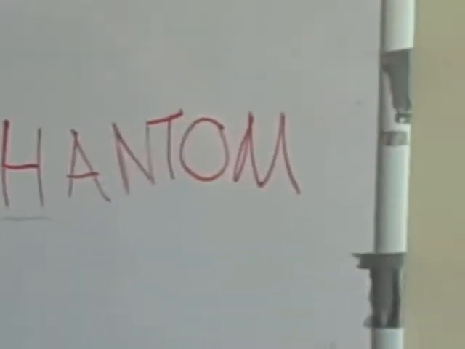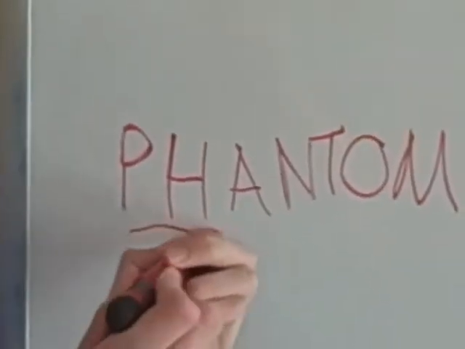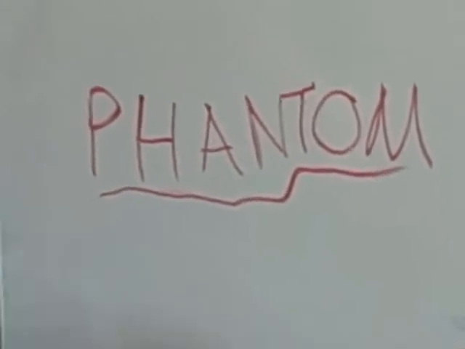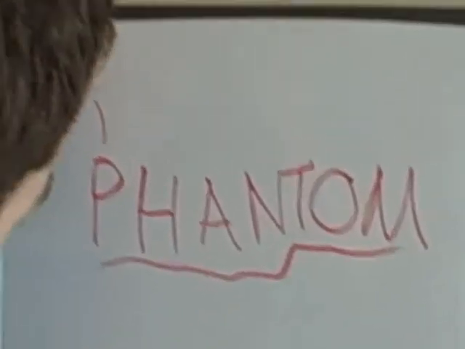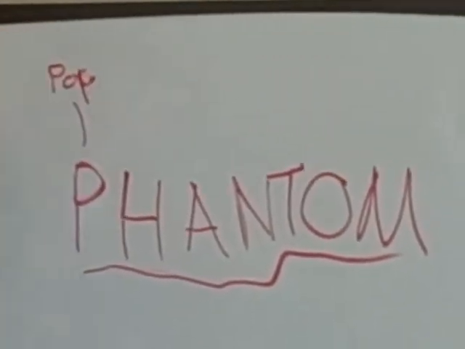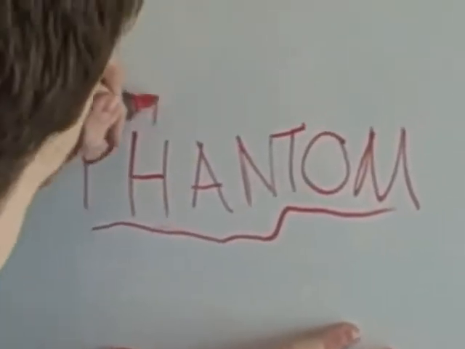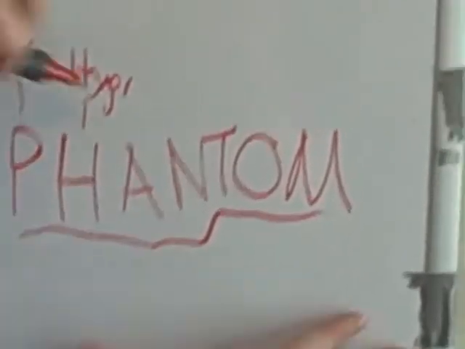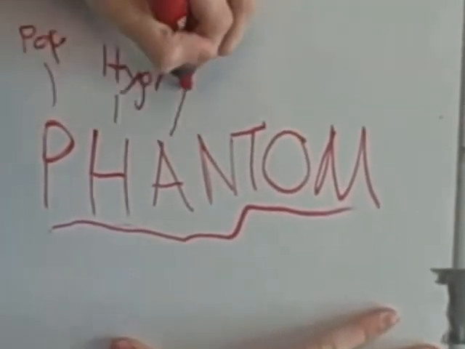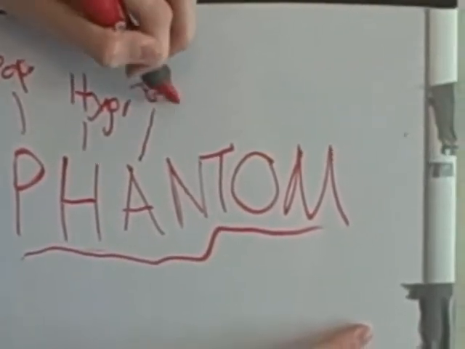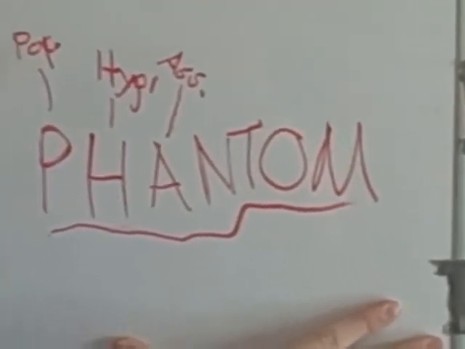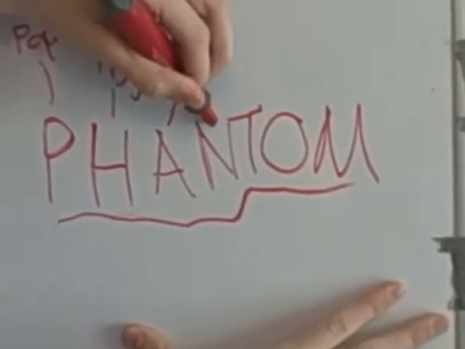When you are doing a test like we're doing, use the acronym PHANTOM. P for population. I am too lazy to write it, so I'm going to write pop. H for hypothesis. A for assumptions, those things that you just assumed. N for name your test.